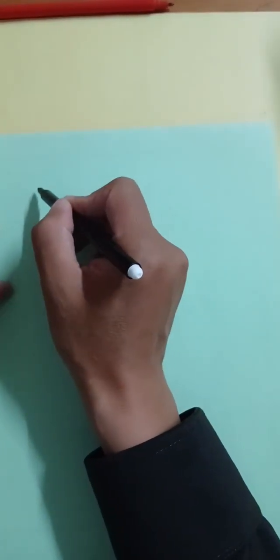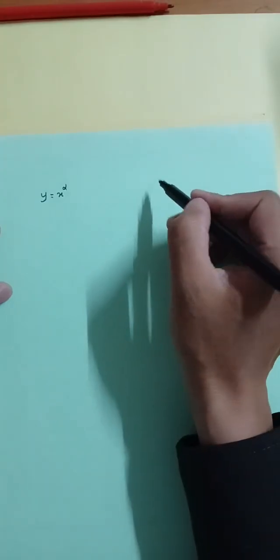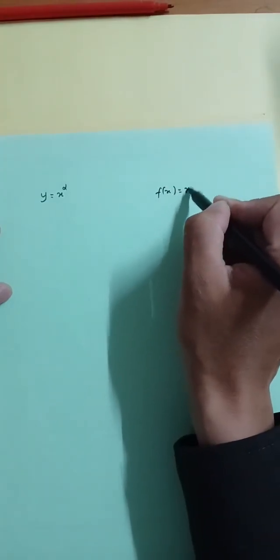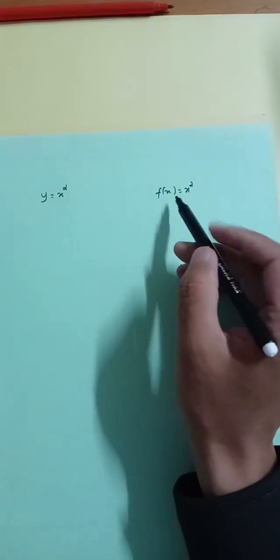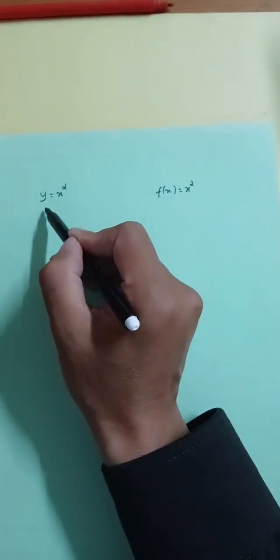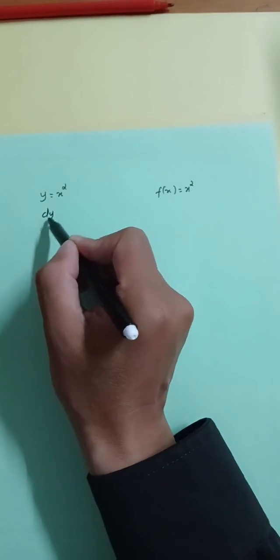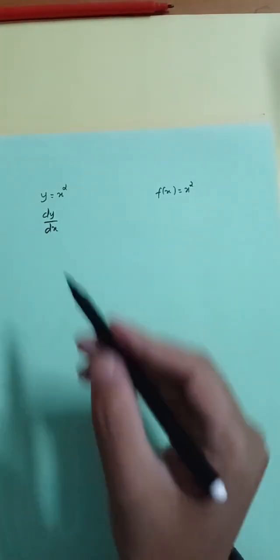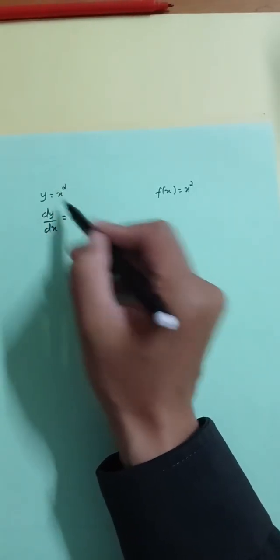Let me check an example function. For example, y equal to x square. Then we can also write it as a function, f of x is equal to x square. f of x is the same as y in function notation. For y equal to x square, the derivative notation is dy over dx. dy over dx is the derivative.